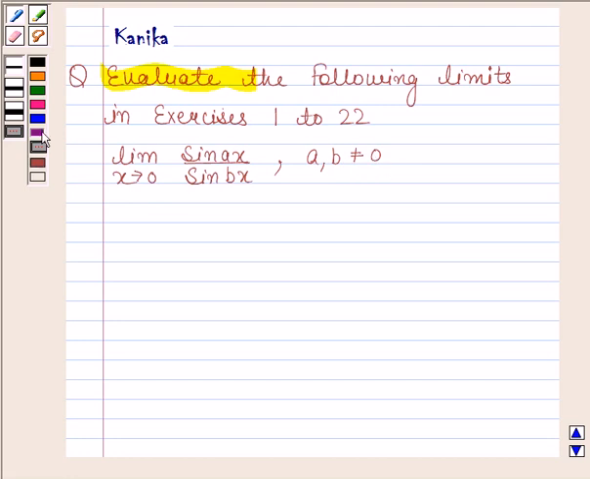Before solving this question, we should know that limit of sine x by x as x tends to 0 is 1. The knowledge of this result is the key idea in this question.